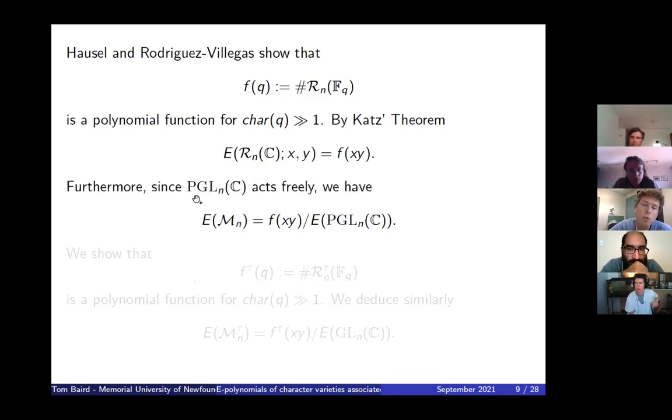And then since the conjugation action of GL_N on here is free, well, the center acts trivially, but the projective general linear action is free, then e-polynomials, like the Euler characteristic, are very well behaved. And so all you have to do to get the e-polynomial of the character variety is take the e-polynomial of the representation variety and divide by the e-polynomial of the group. Okay, so this gives you a formula for the e-polynomial of the character variety.